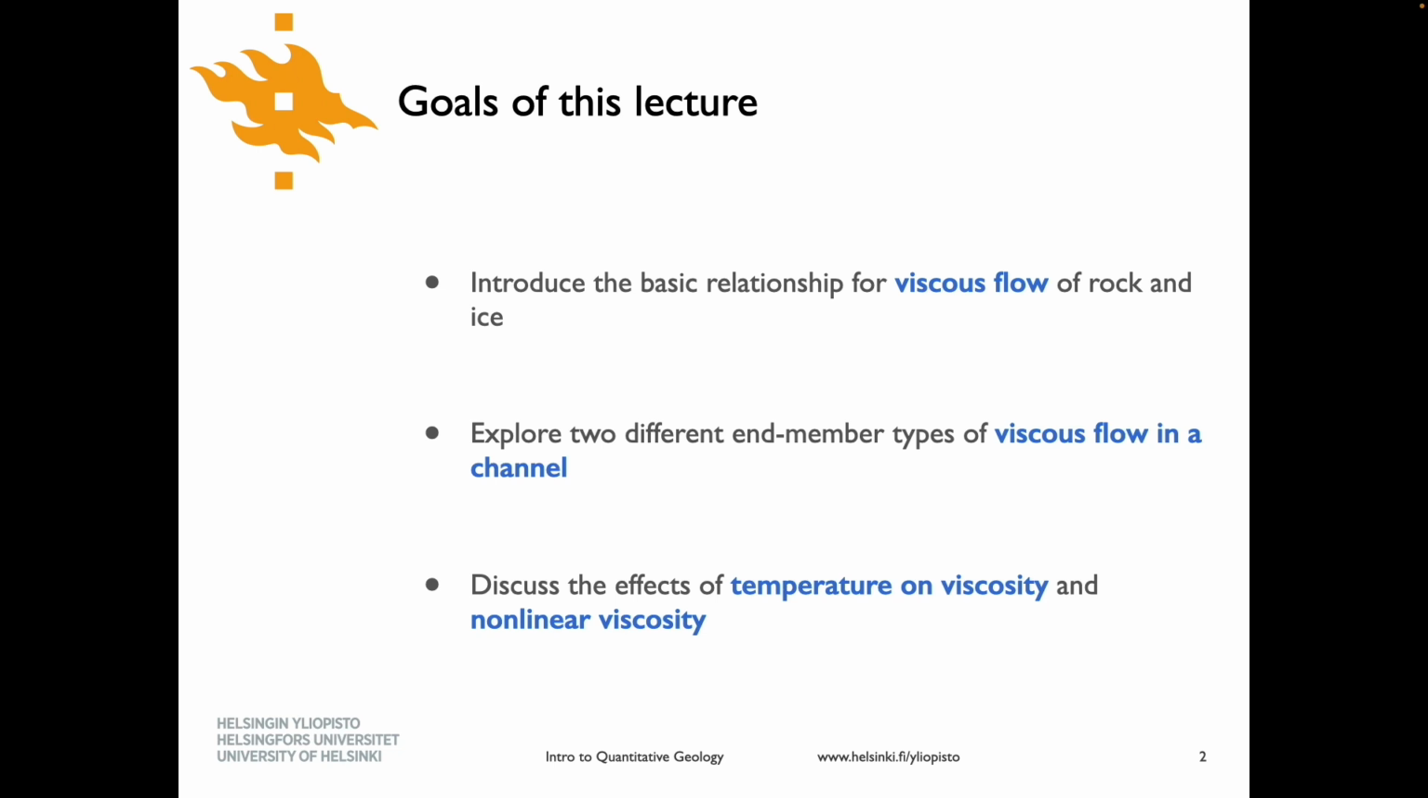What we're going to end up doing in the exercise for this week is looking at velocities of ice flowing down a glacier that's bounded by the walls of a valley, which is essentially a channel flow type of system. So it's useful to see what the different end member channel flow models are, and then we'll talk a little bit about the effects, not really too much about temperature on viscosity, but we'll talk about the nonlinear behavior of rock when it's flowing.